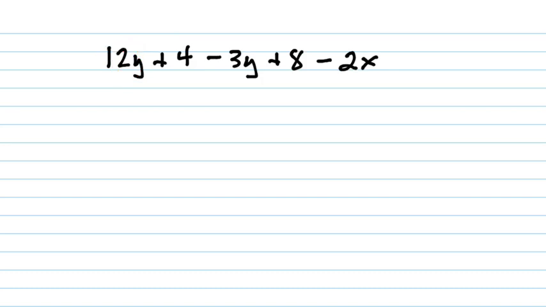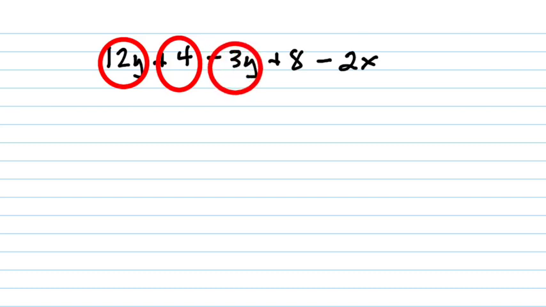So remember that every time you see a plus or a minus, then you know it's the beginning of a new term. So here I have 12y's. That's one term, right? Then I have plus 4. That's another term. Then I have minus 3y's. That's a third term. Then plus 8, that's a fourth term. And then finally, minus 2x is the last term. So how many terms is that actually then? 5, right? But you're exactly right.